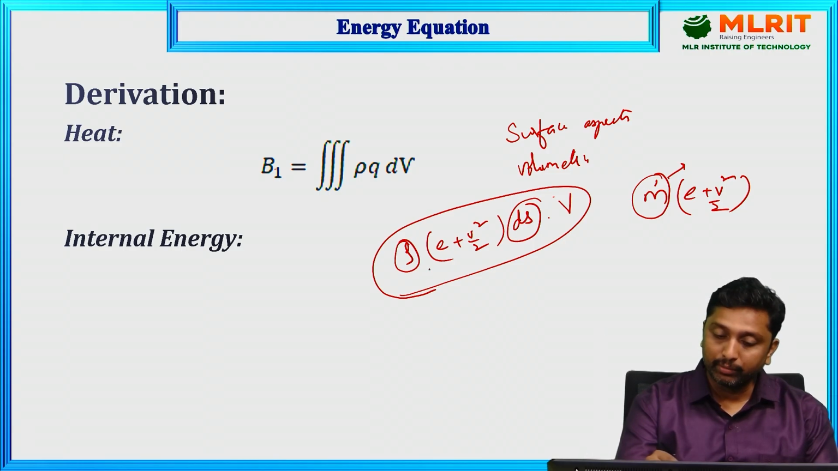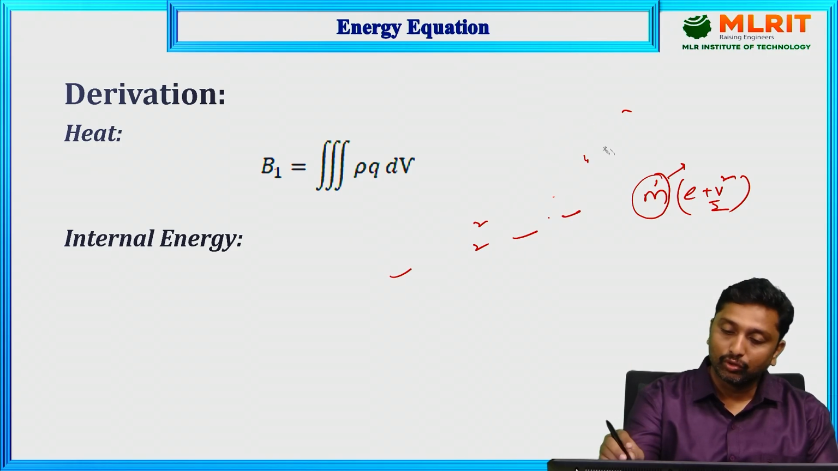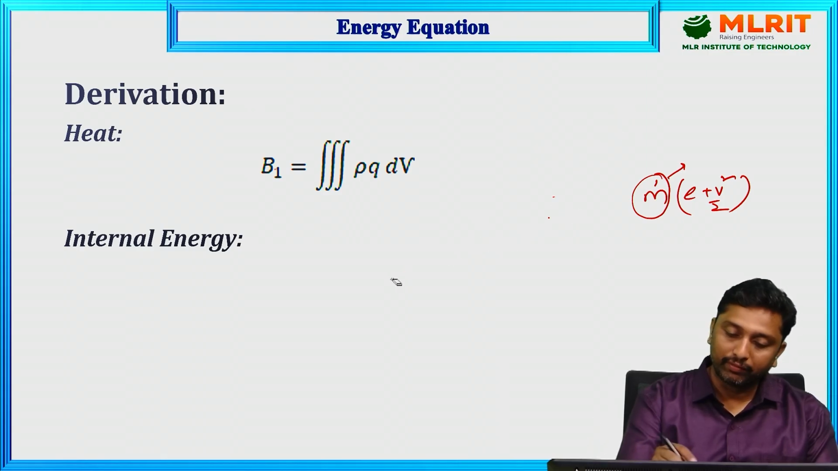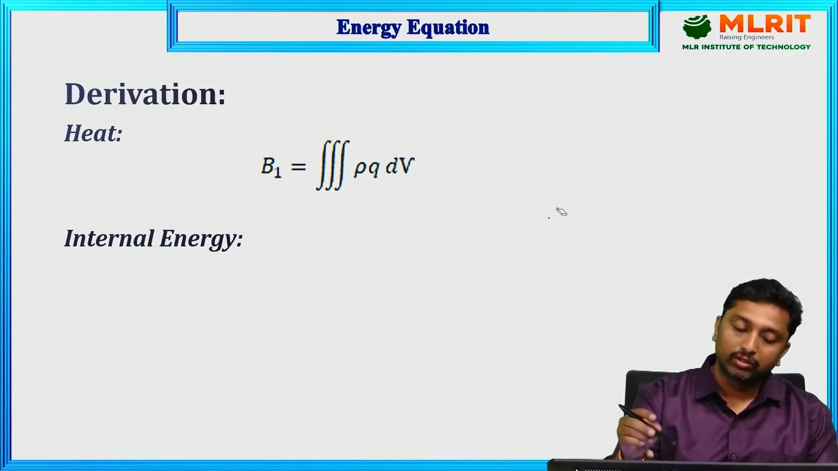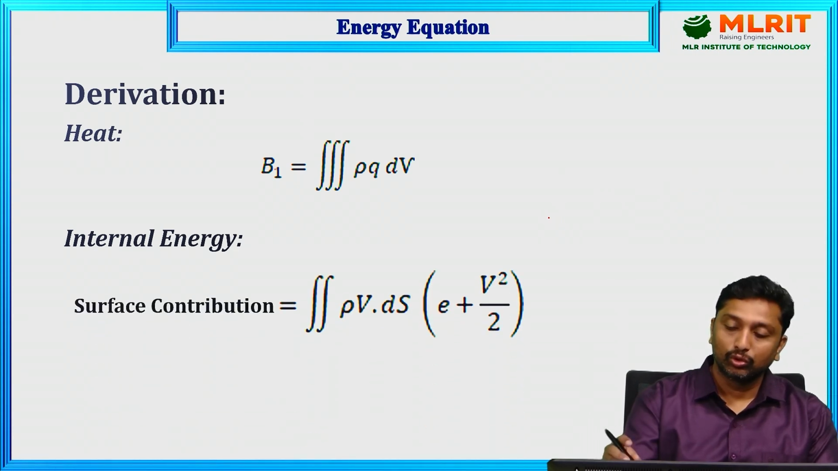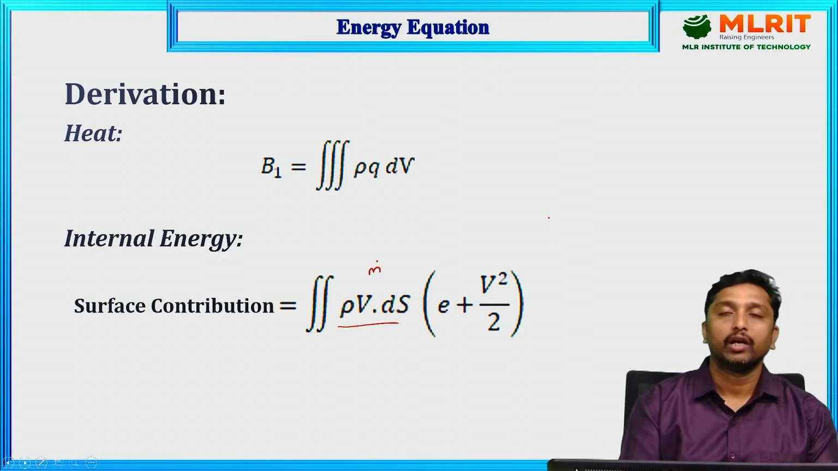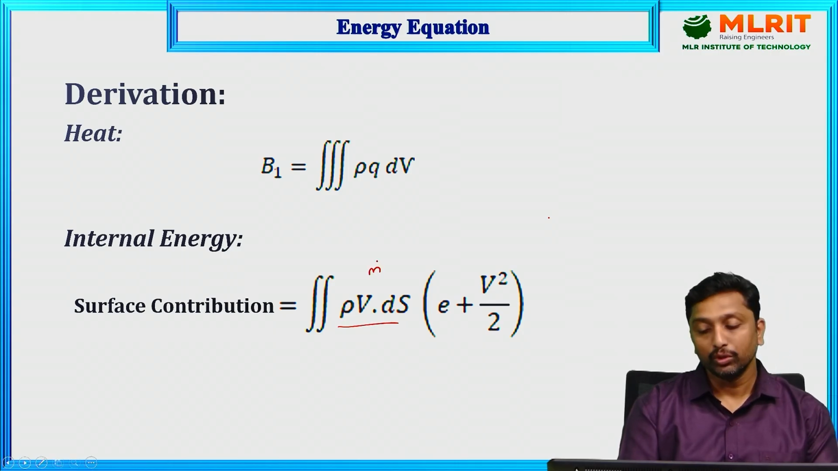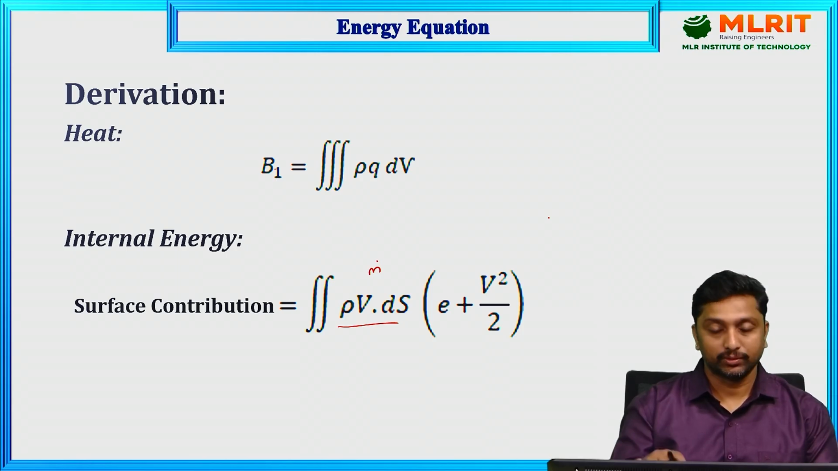So m dot can be written as rho V into dS. So you can write the equation for contribution of surface through change in internal energy as rho V dS, which is the term for mass flow rate, and E plus V square by 2 is internal energy per unit mass.